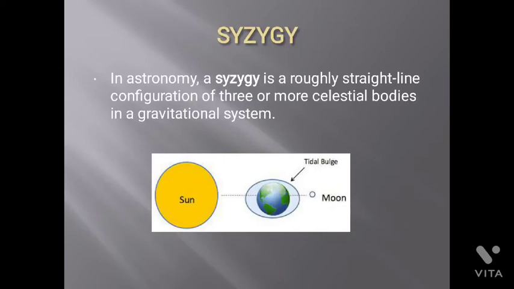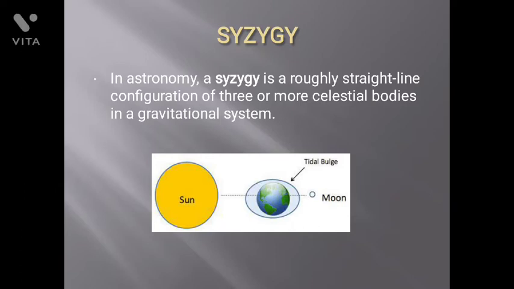Next, CGK. Now, what is CGK? In astronomy, a CGK is a roughly straight line configuration of three or more celestial bodies in a gravitational system. As you can see in the diagram, the sun and the earth and the moon are in a straight line. This is called a CGK configuration.